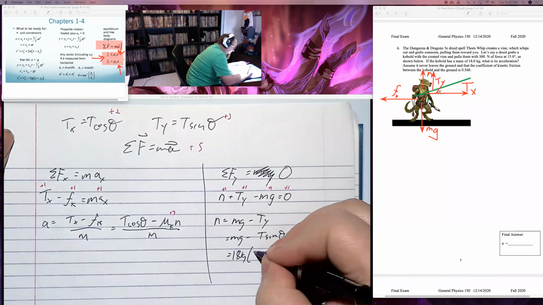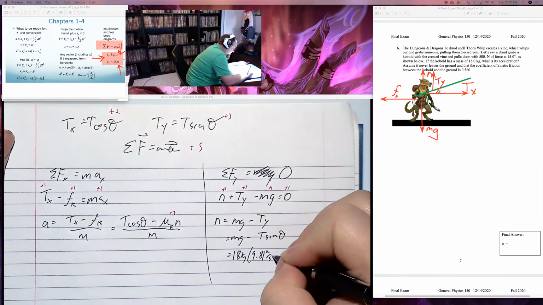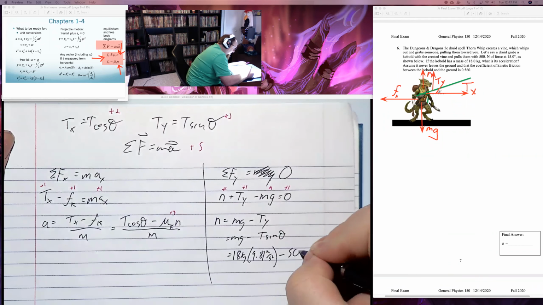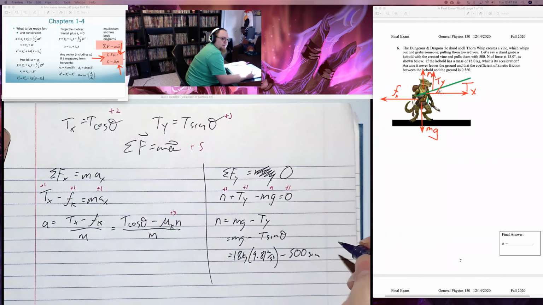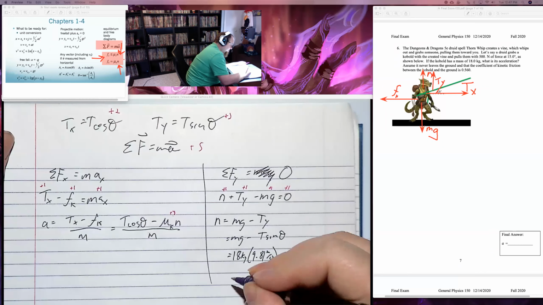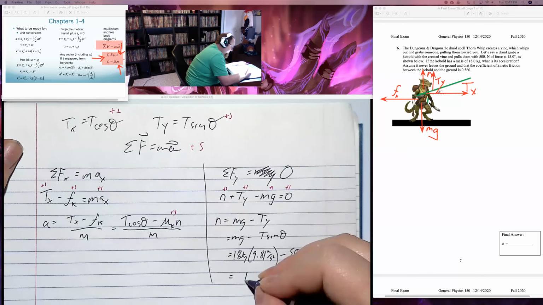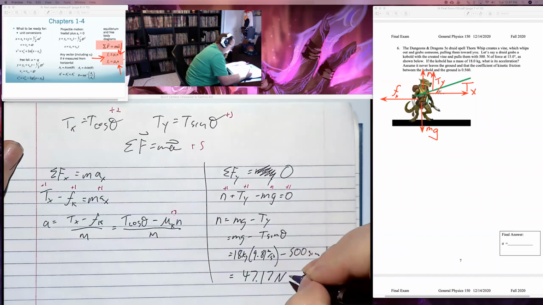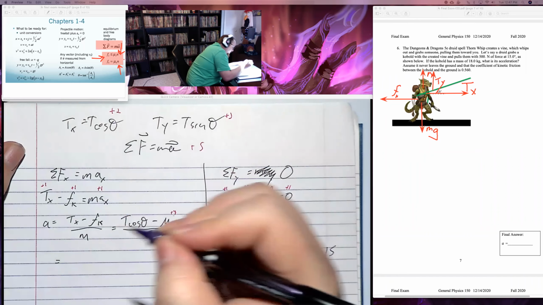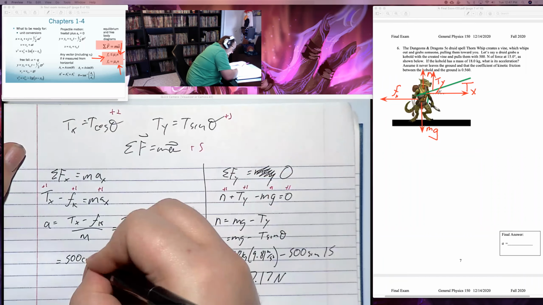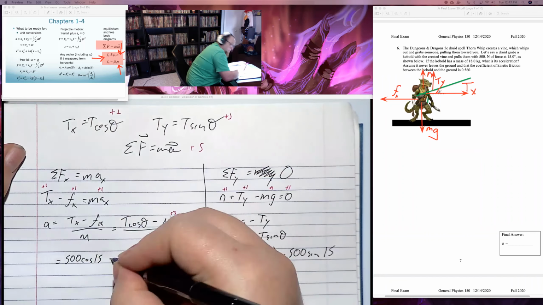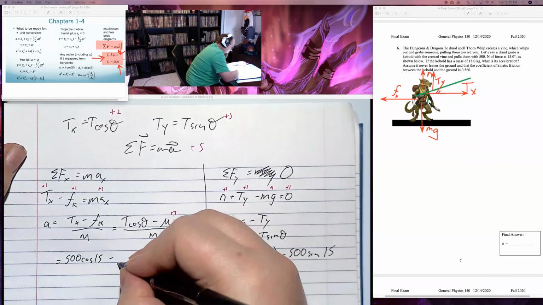18 kilograms times g minus 500 sine of 15 gives 47.17. And plug it in over here: 500 cosine of 15 minus mu k, which is 0.56, times 47.17.